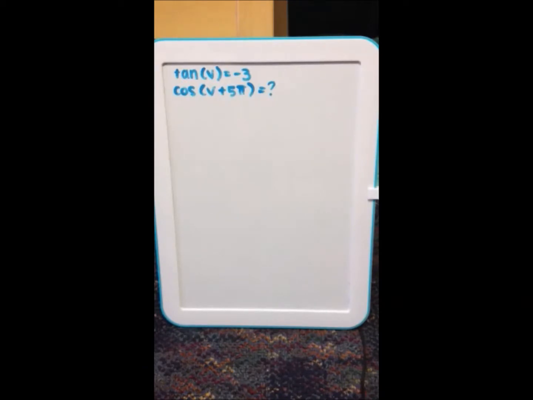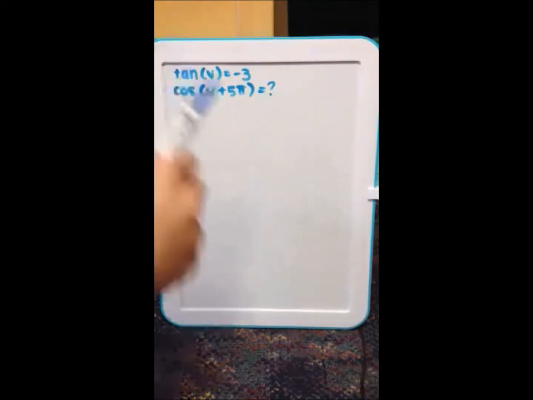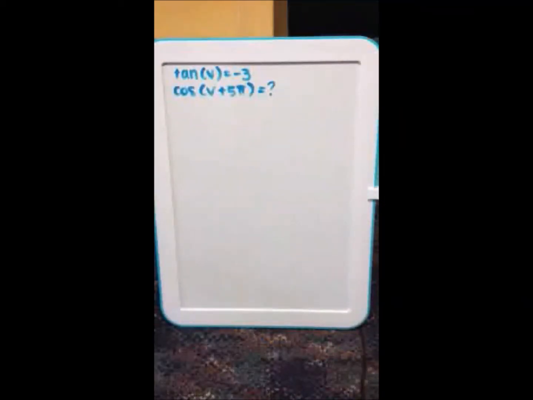Okay, this is chapter 5.6, number 56, and the question gives us tan of v, and they say that it's -3, and they also ask us to find what cosine of v plus 5 pi is. But that isn't simplified enough, so what we're going to do is subtract 5 pi by 2 pi so that we can reduce it, because 2 pi is just going around the circle once.